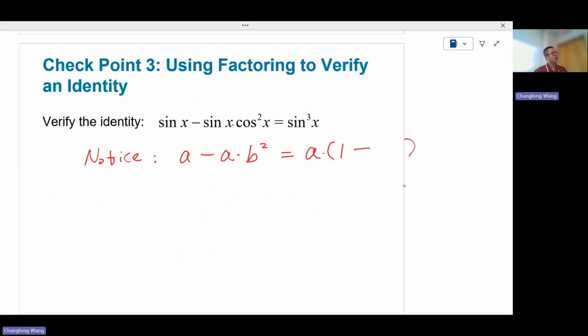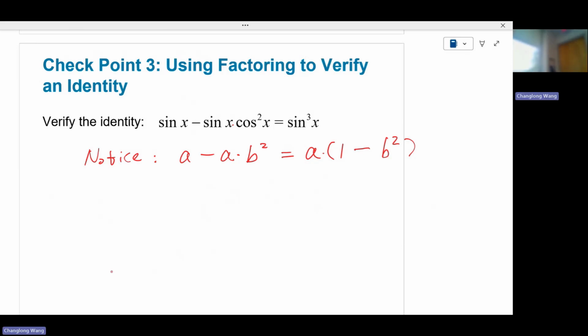So we should have a negative sign, and we should have a b squared. Does it make sense? Distribute a, let a hit the first term: a times 1 is a. When a hits the second term, you get ab squared, with a negative sign.